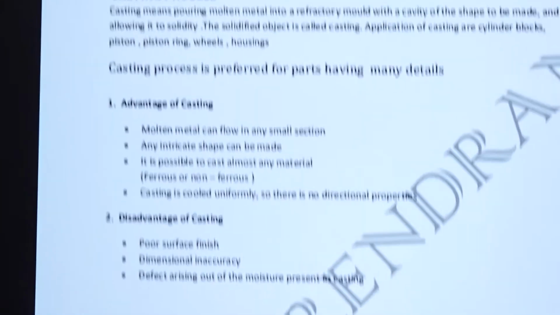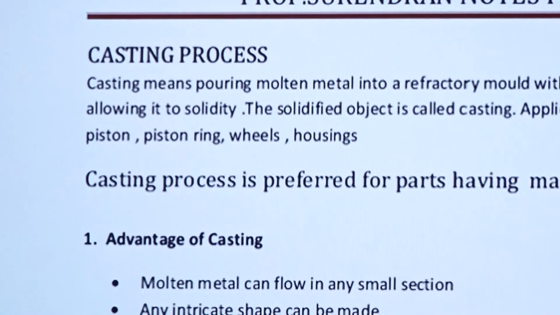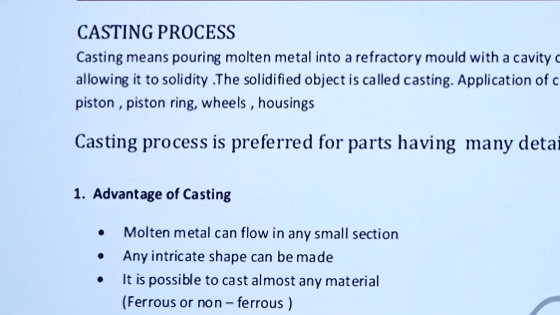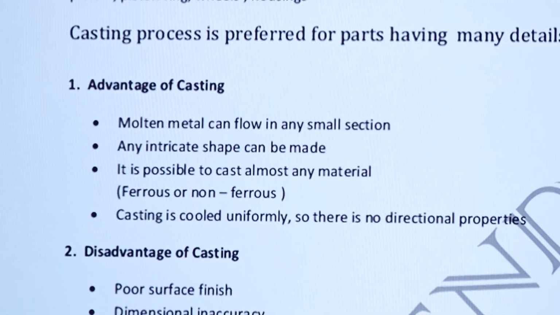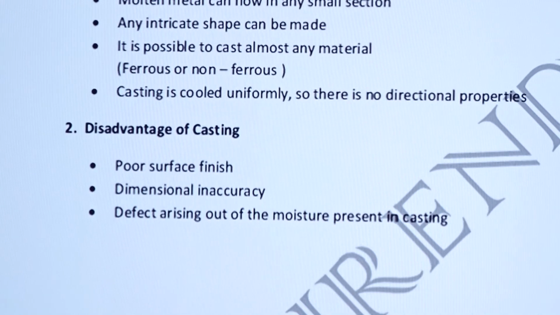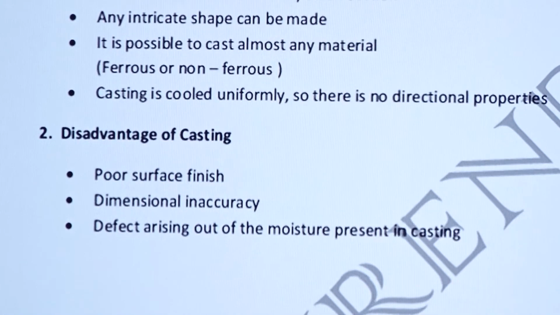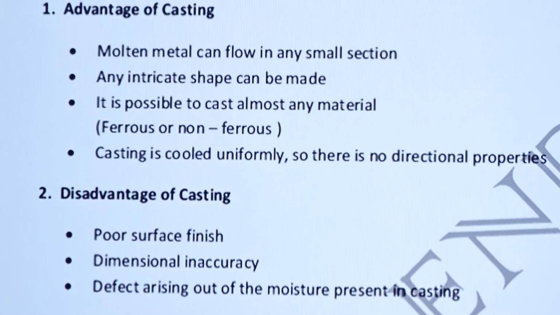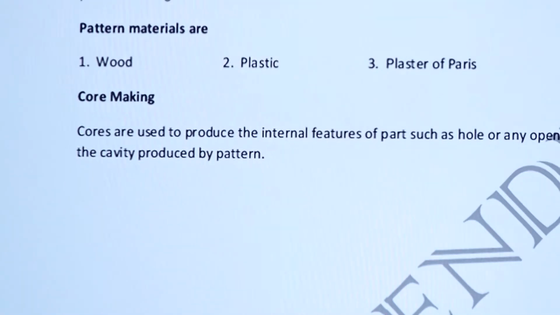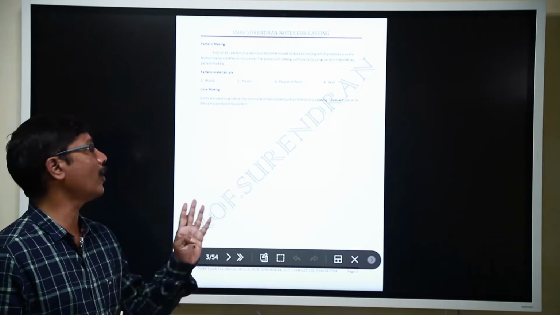Next we are having the advantages of casting. The molten metal can flow into any small section. Any intricate shape can be produced, and it is possible for ferrous and non-ferrous metals. The casting is cooled uniformly, so there is no directional property. The disadvantages of casting are poor surface finish, dimensional inaccuracy and defects arising out. Next, the pattern is made up of materials like wood, plastic, plaster of Paris and wax.